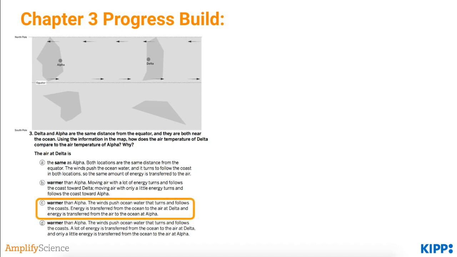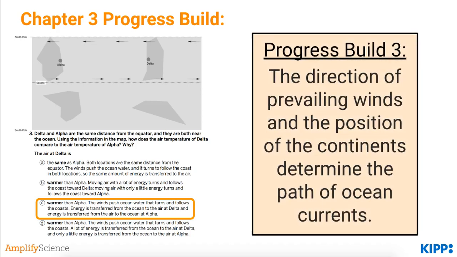You got it. The air at delta is warmer than alpha. The winds push ocean water that turns and follows the coast. Energy is transferred from the ocean to the air at delta, and energy is transferred from the air to the ocean at alpha. The direction of prevailing winds and the position of the continents determine the path of ocean currents.